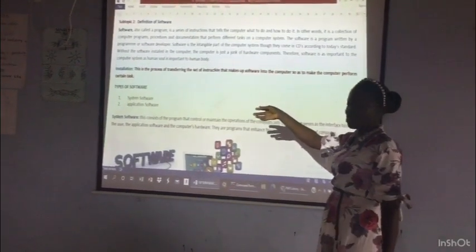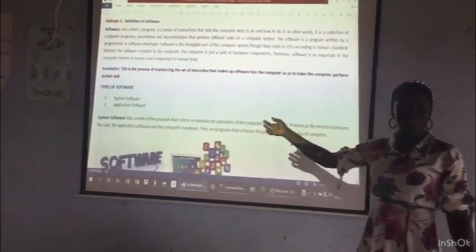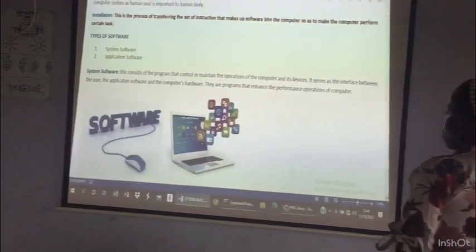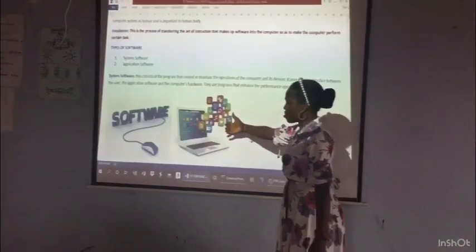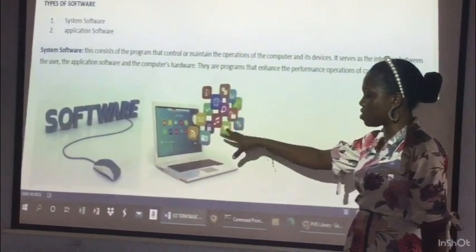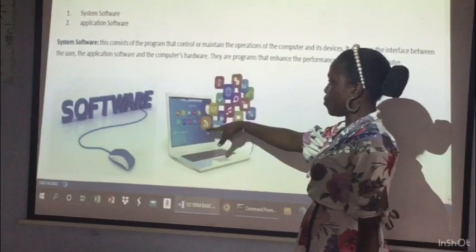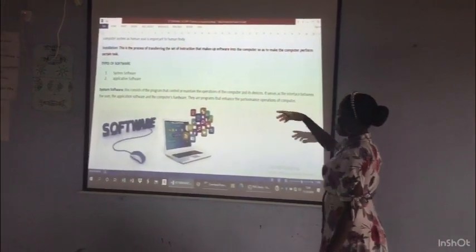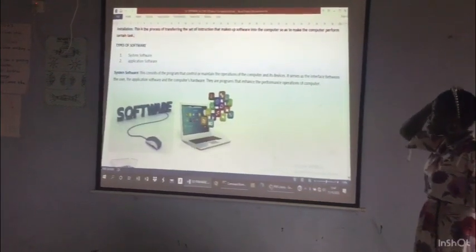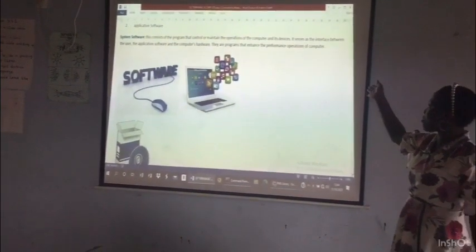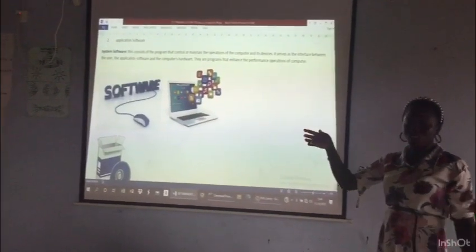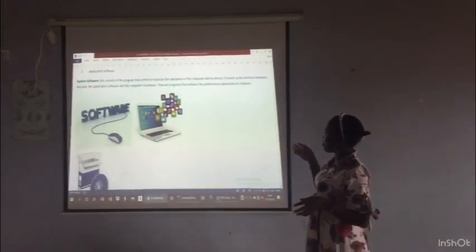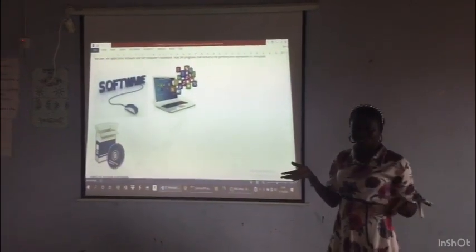We have two types of software: the system software and the application software. Now, what is the system software? As you can see on the screen, this is a system, and it shows us how the software operates in the computer. The system software consists of the programs that control and maintain the operation of the computer and its devices. It serves as the interface between the user, the application software, and the computer hardware. They are programs that enhance the performance and operation of the computer.